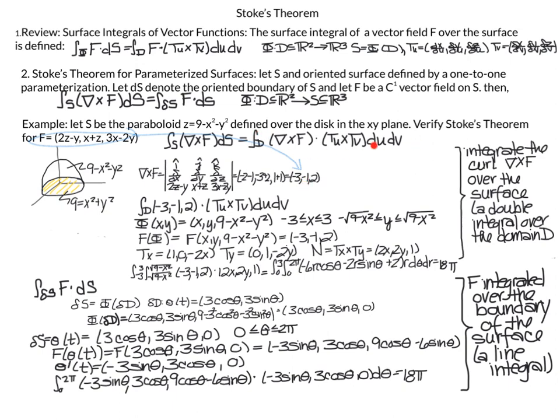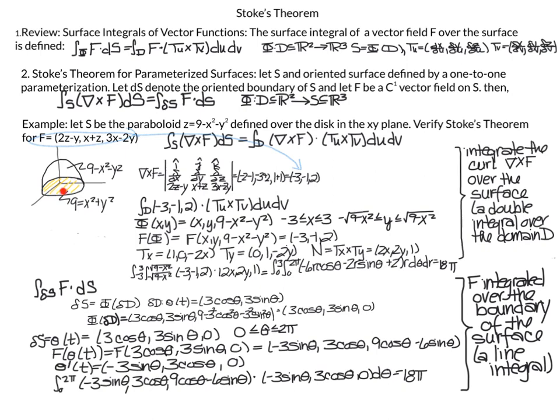Looking again at my theorem now. I'm going to have my curl, which is just -3, -1, 2, dotted with Tu cross Tv. To get Tu cross Tv, I need to define my phi, which is my mapping. So this circle here in the plane becomes this surface.